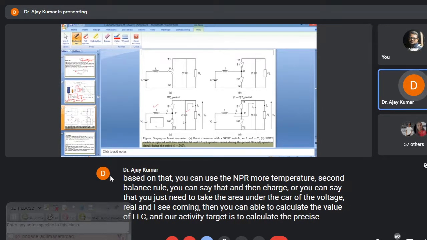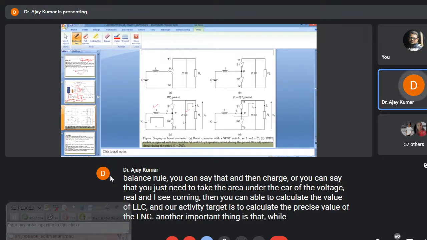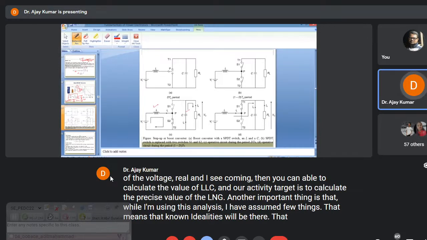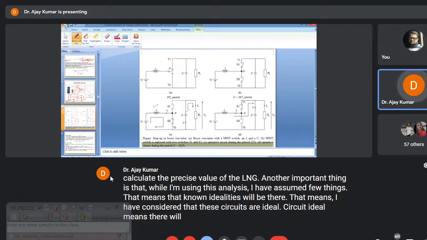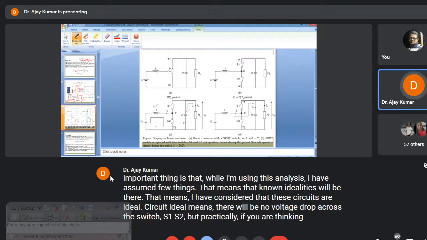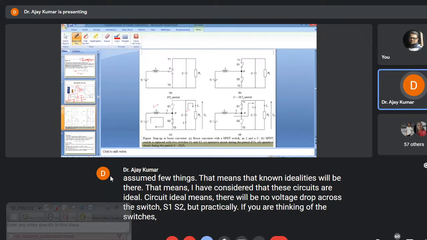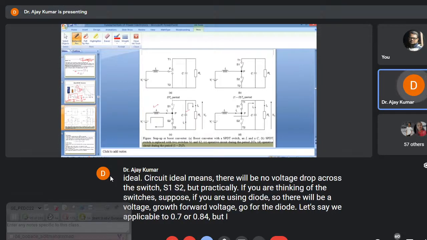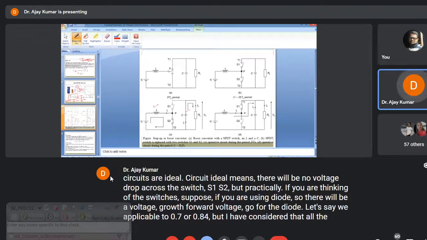Another important thing is that while I am using this analysis, I have assumed a few things. That means that non-idealities will not be there. That means I have considered that these circuits are ideal circuits. Ideal means there will be no voltage drop across the switches S1, S2. But practically, if you are using a diode as a switch, there will be a forward voltage drop for the diode. Let us say Vf is equal to 0.7 or 0.8 volt. But I have considered that all the switches, all the devices, and all the passive components are ideal only.